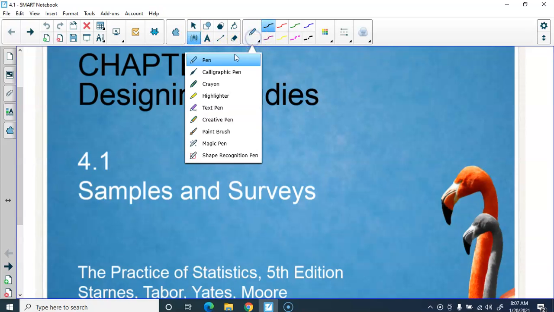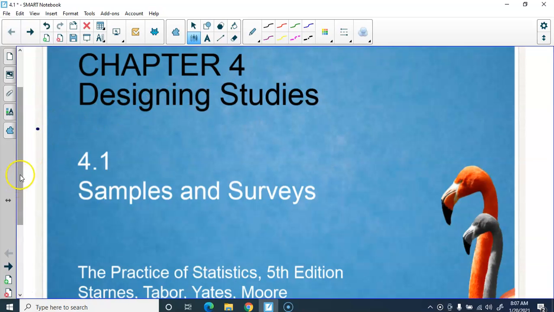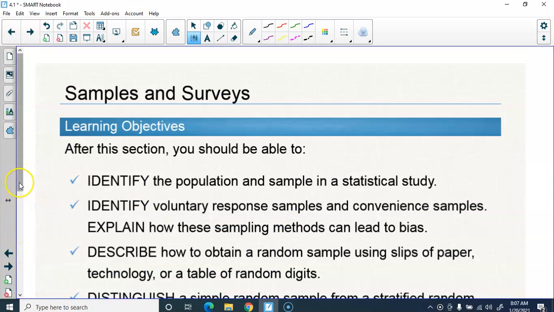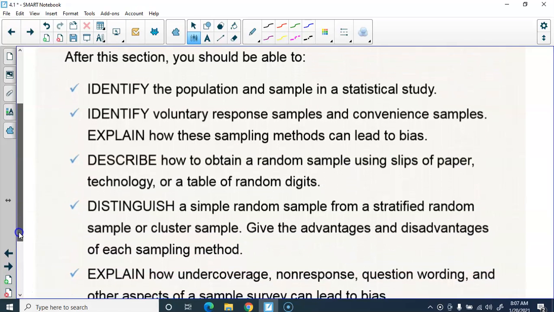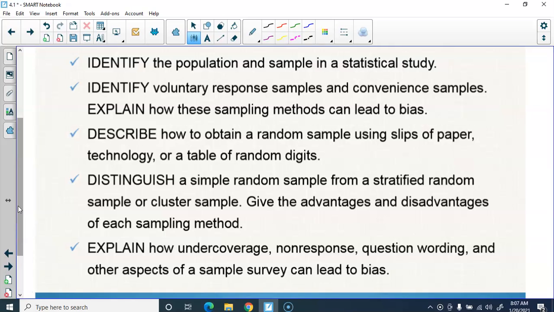All right, here we are in chapter 4. We're talking about samples and surveys. So we're going to take a sharp turn here. This chapter is very vocabulary heavy. So we are going to start by looking at identifying the population and sample, identifying voluntary response samples and convenience samples. So again, those are different vocabulary.